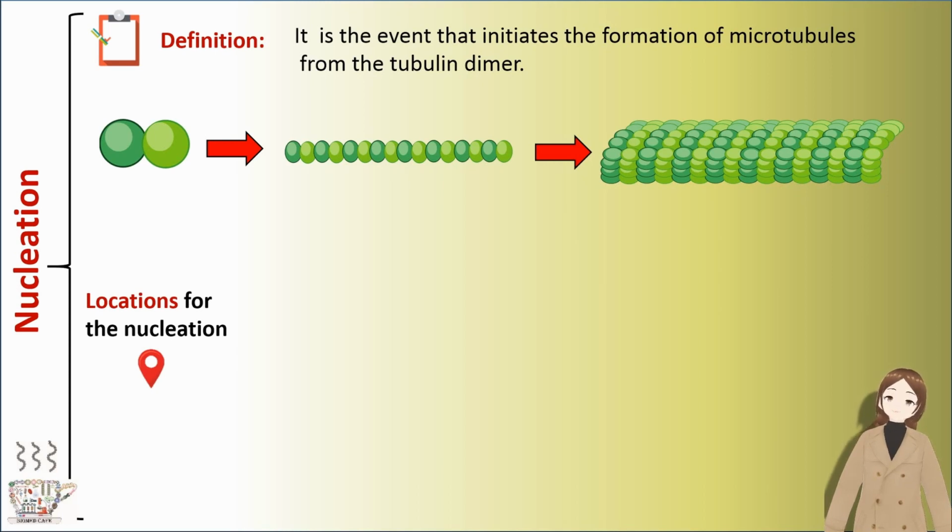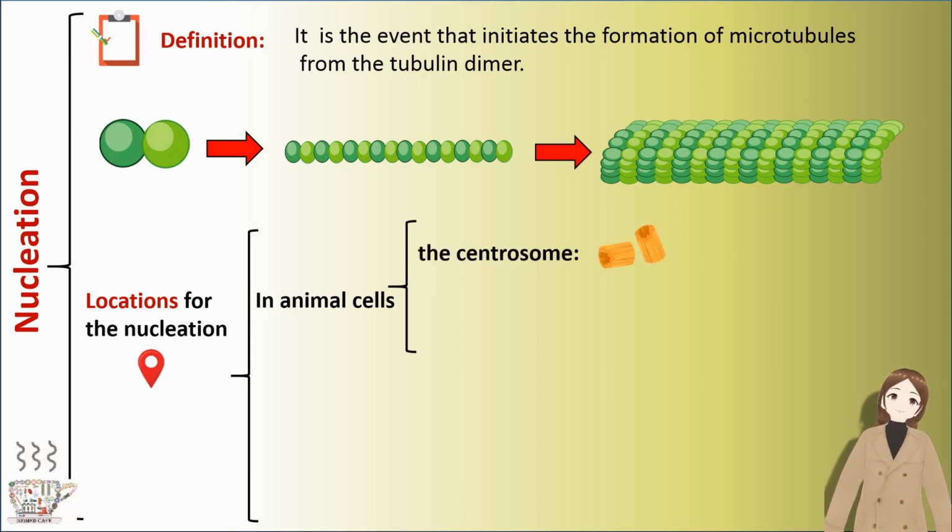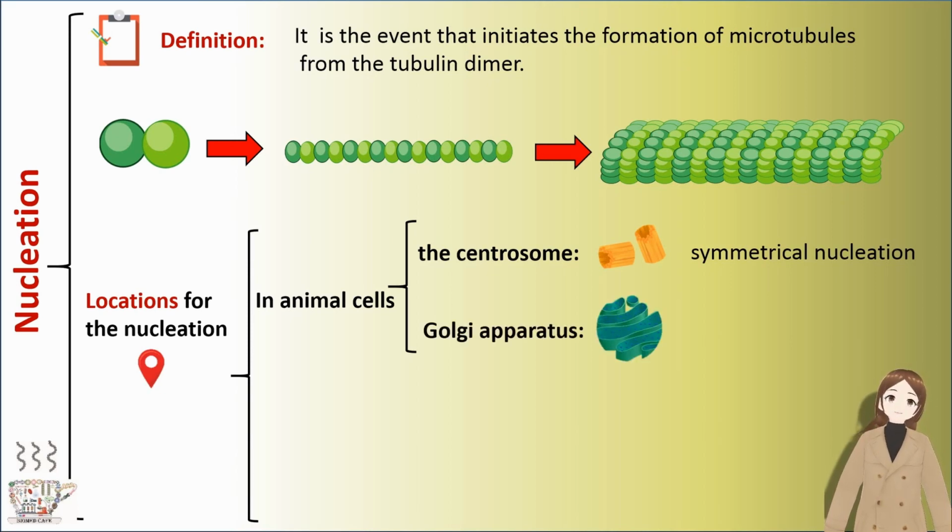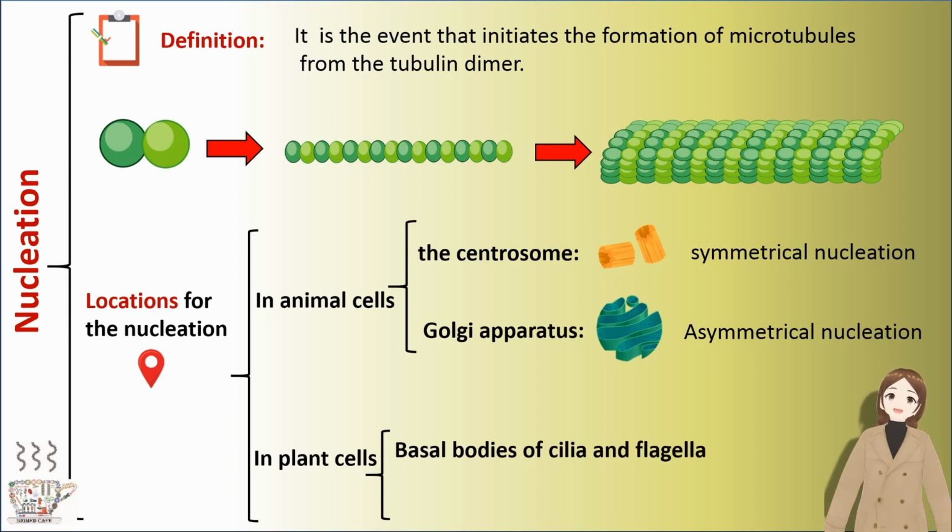Locations for the nucleation in animal cells are the centrosome, where symmetrical nucleation occurs, and the Golgi apparatus, where asymmetrical nucleation occurs. Locations for the nucleation in plant cells are basal bodies of cilia and flagella and the spindle pole bodies.